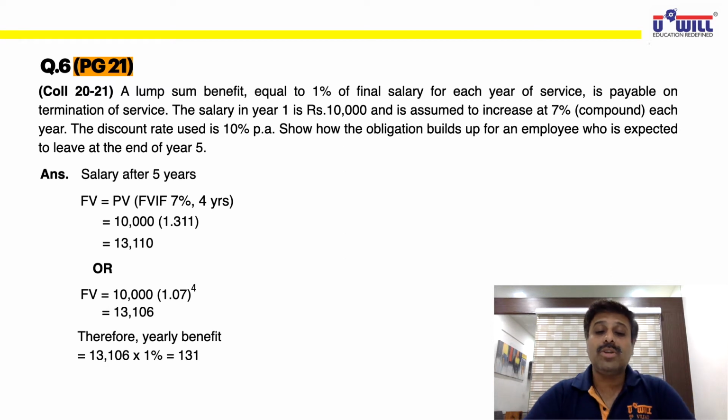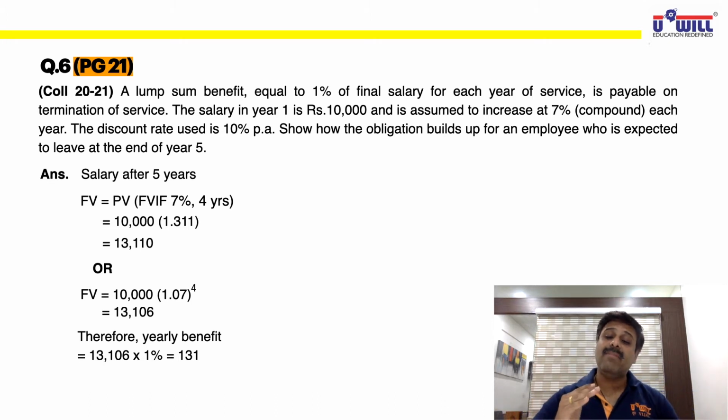Now if I ask you a question, what is the amount to be kept aside from the P&L account every year? I repeat, what is the amount to be kept aside from the P&L account every year? Obviously 131 rupees, right? No, that's wrong. 131 we have to give him after 5 years, not right now, when he retires.